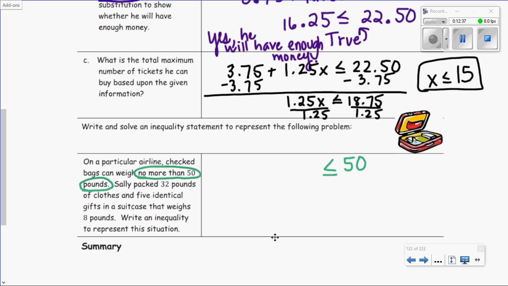Okay, now we know that Sally packed 32 pounds of clothes, 5 identical gifts in a suitcase that weighs 8 pounds. And 5 identical gifts. The wording on this is kind of tricky. You've got to be careful. 5 identical gifts in a suitcase. And the suitcase weighs 8 pounds. The first time I read it, I thought they were saying the gifts weigh 8 pounds, and that was a little confusing to me. They're saying that the suitcase weighs 8 pounds.